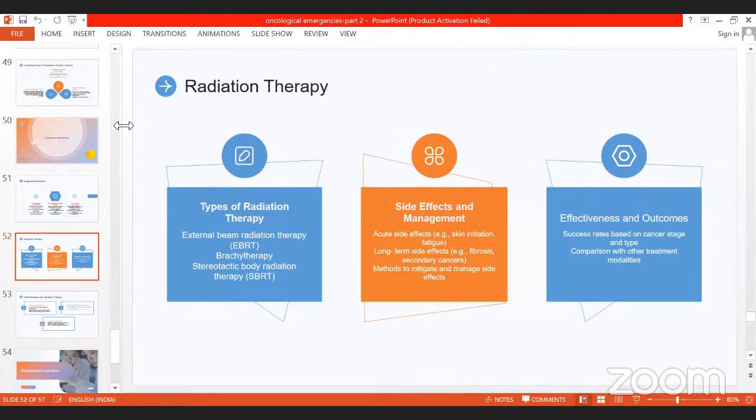Then coming to radiation therapy, two types of radiation therapy are generally used in malignancies of the thorax, either metastatic to the thorax, or a direct lung cancer, where we use external beam radiation therapy, brachytherapy and stereotactic body radiation therapy. The main side effects are acute side effects like skin irritation and fatigue, and long-term side effects like fibrosis or secondary cancers occurring. So we use methods to mitigate and manage side effects by doing contouring, and by following a few strategies where we can decrease the side effects to the lung tissue. And the success rate depends on the cancer stage and type.